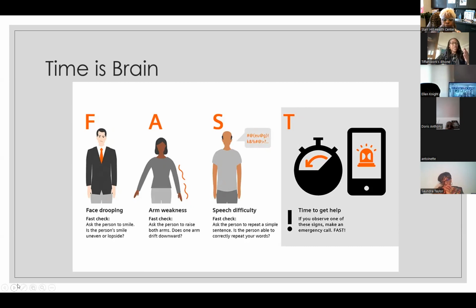The T stands for time to get help. If any one of these things is positive, remember, time is brain. You need to get that person to the hospital, or yourself, you need to call EMS. That's an emergency, because the longer you wait, the worse the damage from the stroke. Next slide, please.